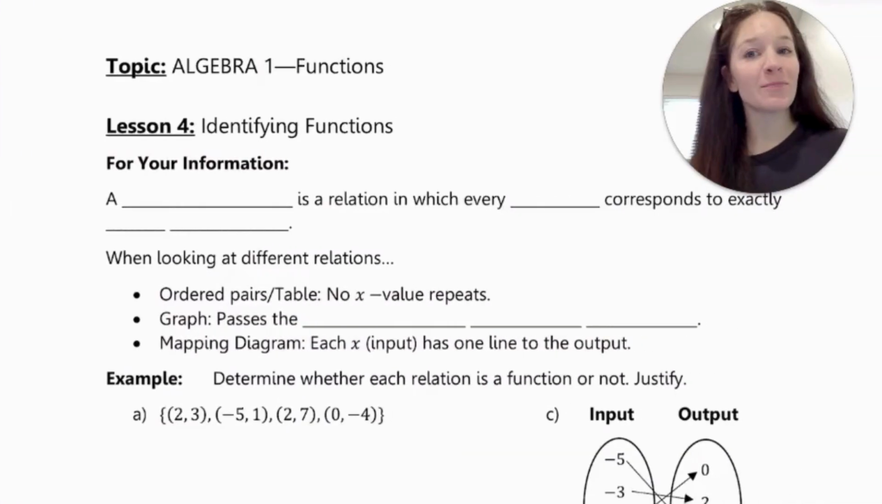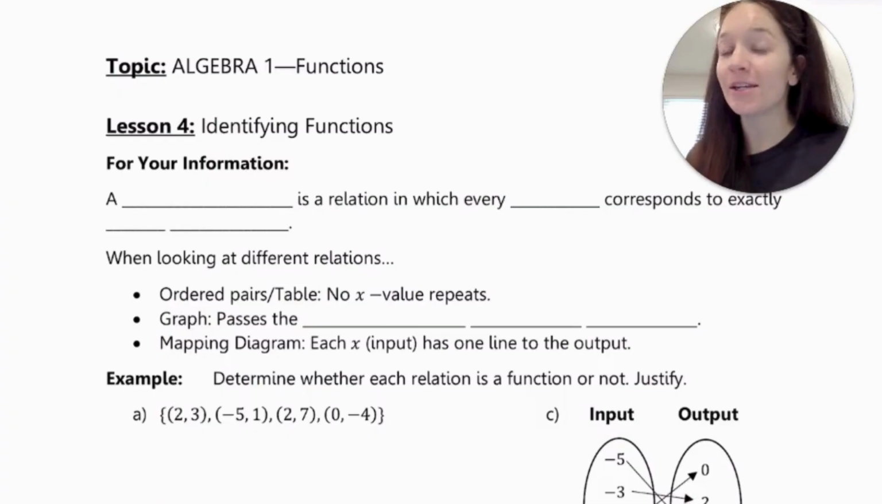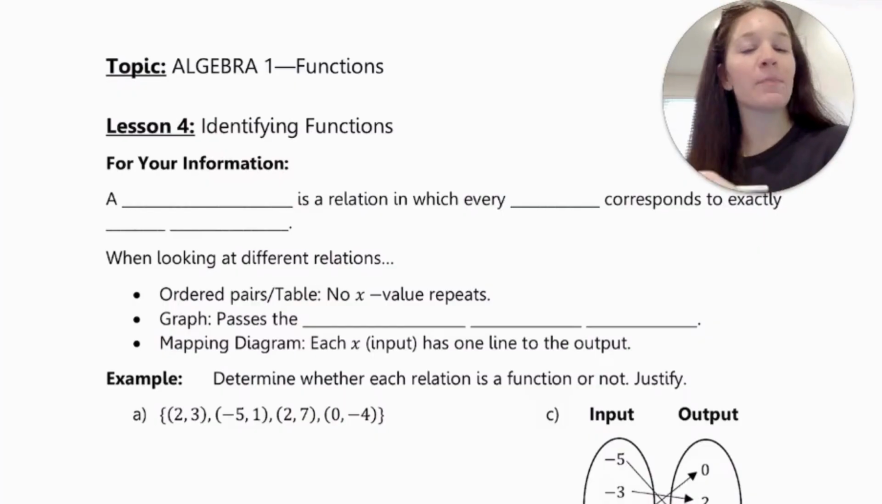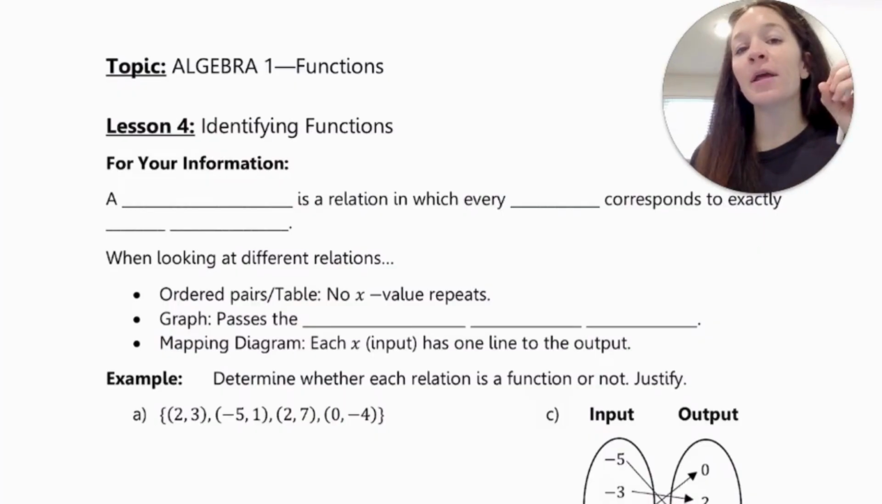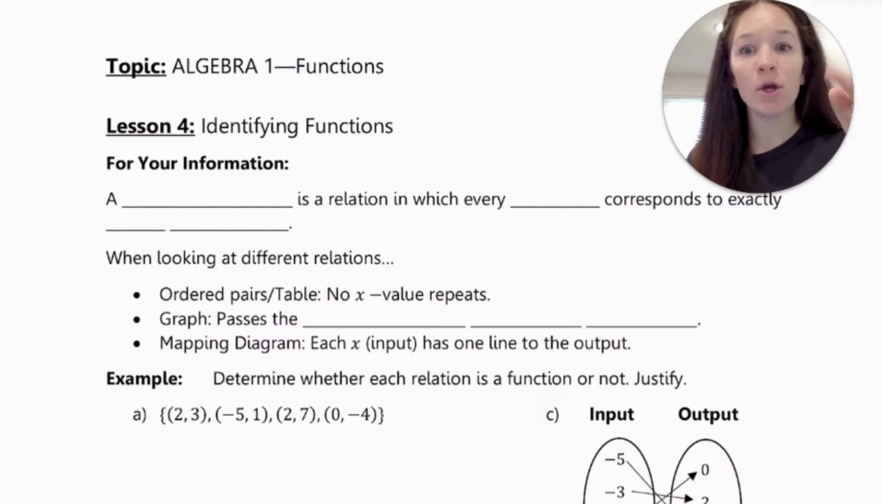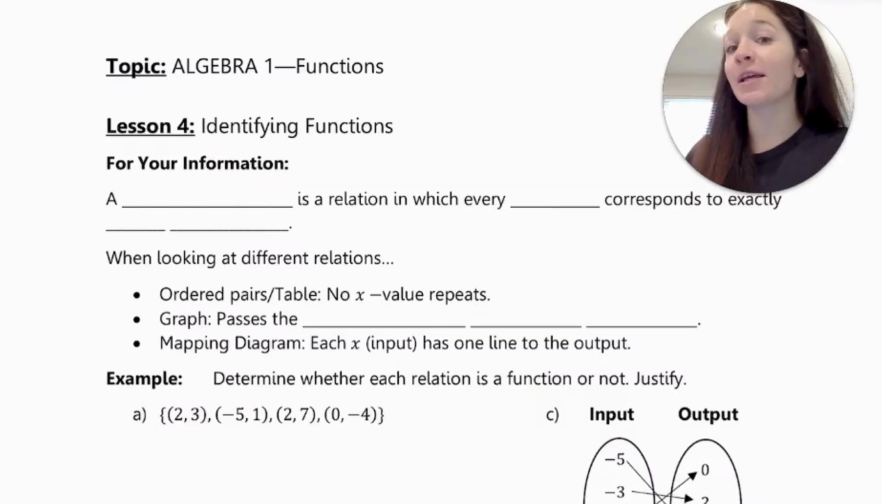We are going to move right along in our functions topic. Today we're going to talk about identifying functions. Everything we've been doing up until this point is leading us to this moment. We talked about relations, which are when we have a mapping of an input to output. But if that input to output works in a certain way, that relation also is a function.